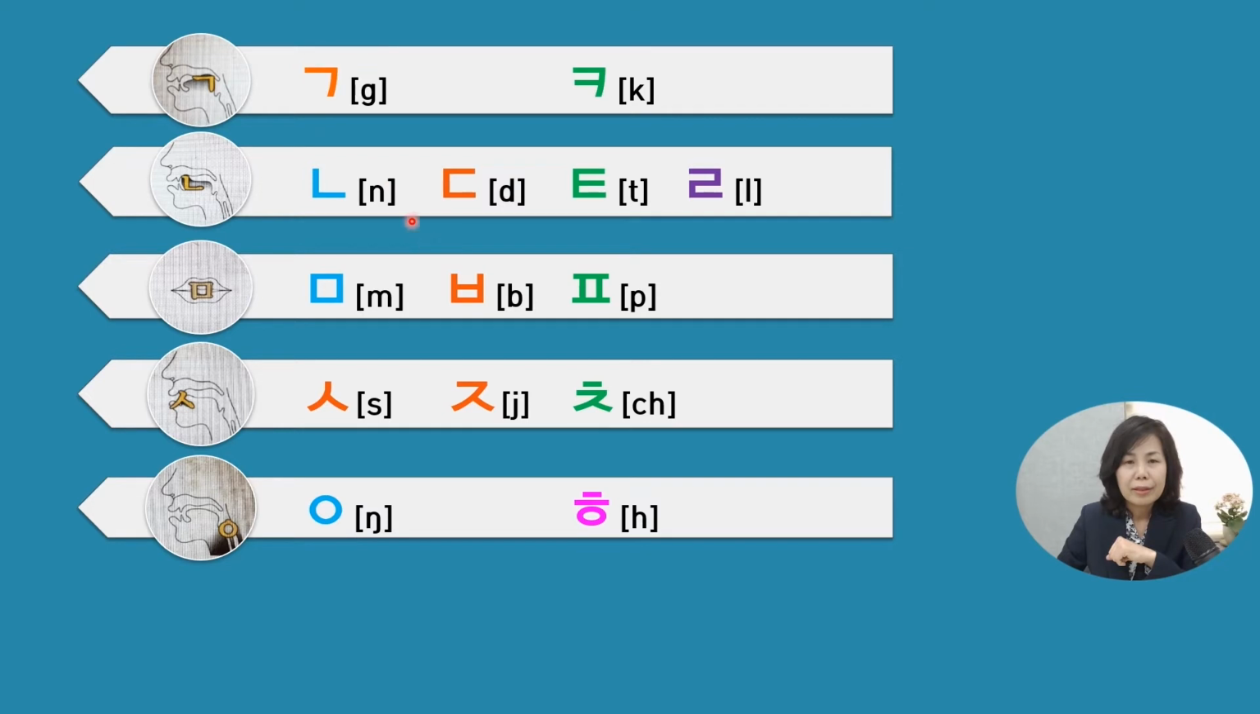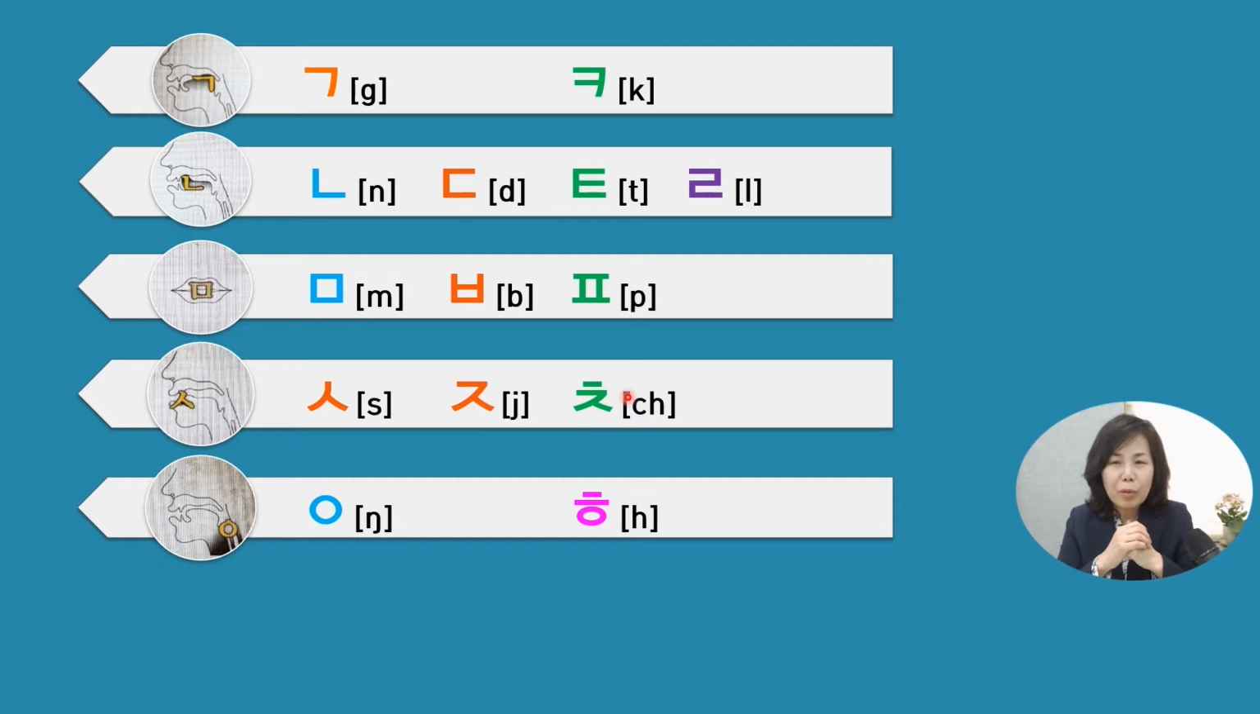그, 드, 부, 스, 즈. They are pronounced without any special effort or skills. However, when you pronounce an aspirated one, the air is bursting. Look at the letters in green. 크, 트, 푸, 츠 are aspirated.